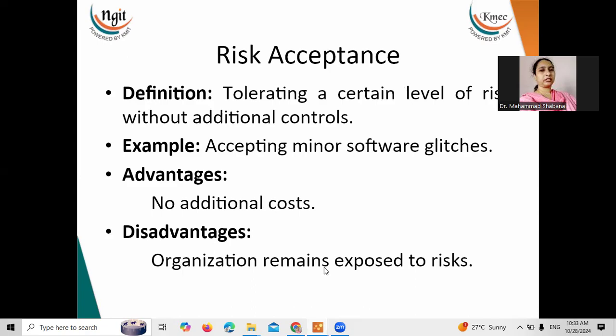Coming to risk acceptance, this is when an organization decides to live with a certain level of risk. This strategy is typically used when the cost of mitigating a risk is higher than the potential damage. For example, a company might accept the risk of minor software bugs that don't critically impact business operations. This approach makes sense when the risk is low and the cost of addressing it outweighs the benefits. The advantage is no additional cost. The disadvantage is that the organization remains exposed to risk.